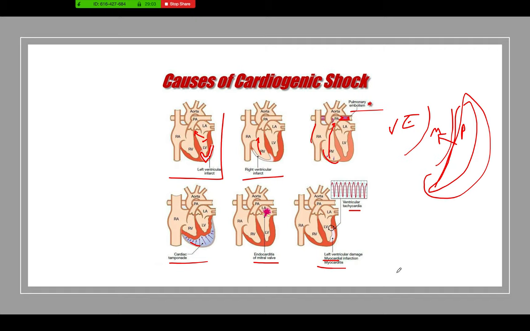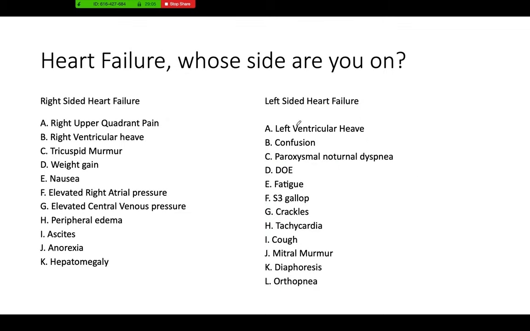Okay, great. So heart failure, whose side are you on? Right heart versus left heart. We need to be able to differentiate what our symptoms are depending on which side of the heart is affected. And so think about where does blood come from to get to the right heart? It comes from the venous system of our upper extremities, of our brain. It comes from the liver and the whole portal system. It comes from our lower extremities. And so when you have a right-sided heart failure, look for congestion in all those places.